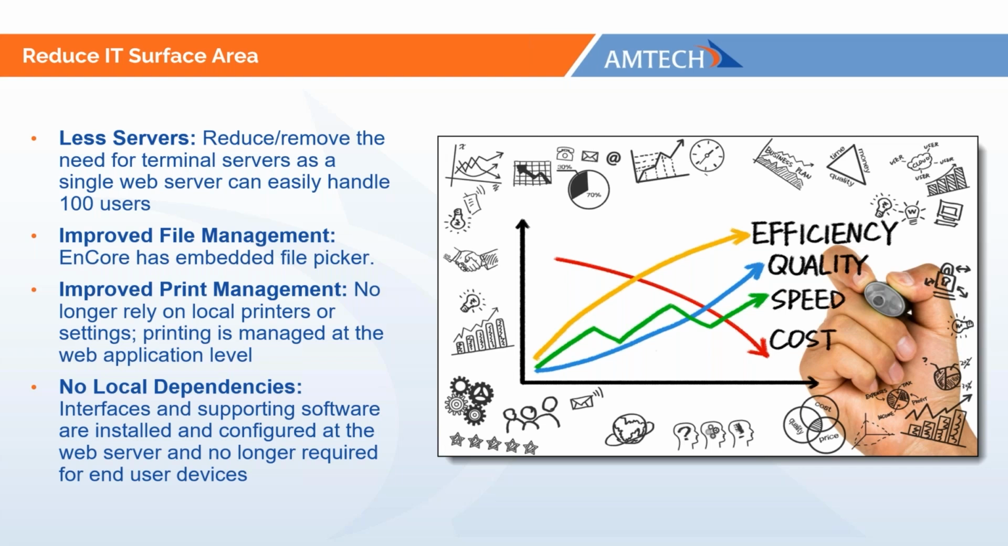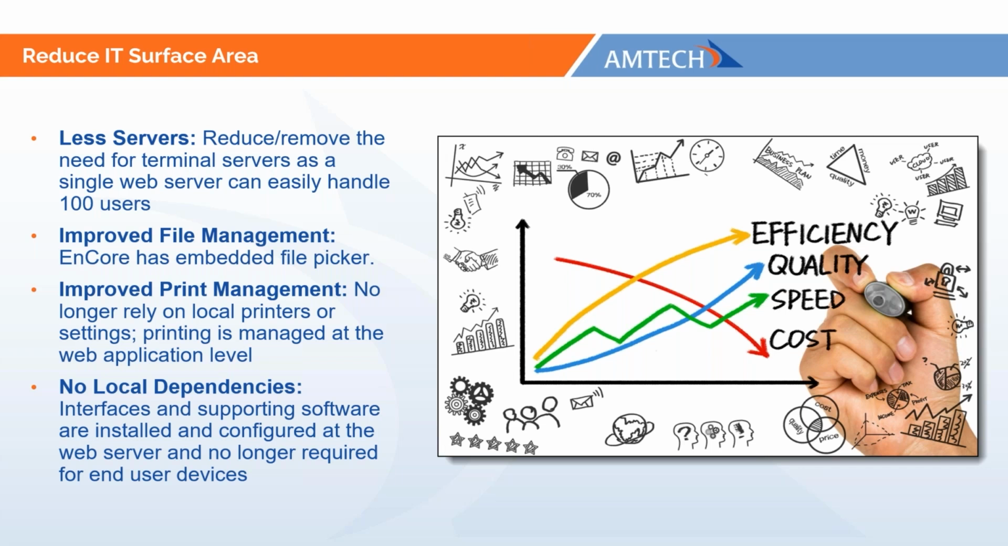The next area that helps you reduce your IT surface area is improved file management. With Imaginera, a lot of the files that you attach leverage shared folders and could exist in places across your network that may or may not be valid over time. With EnCore, we have an embedded file picker. So all files that get uploaded to the web server are available for use in the application, and they can be picked right within the application.